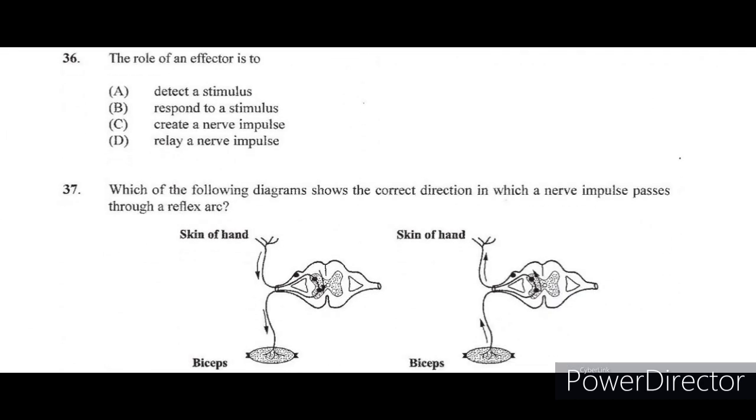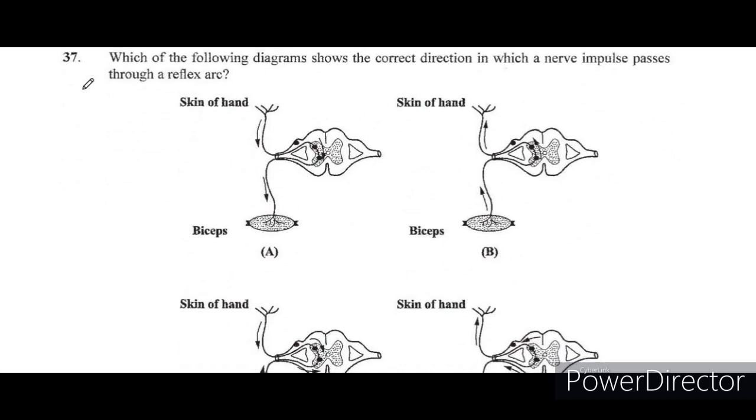36. The role of an effector is to respond to a stimulus that the detector detects. Which of the following diagrams show the correct direction in which a nerve impulse passes through a reflex arc? It's from the sensor. This would be the effector, detector. Here would have the synapses where the relay neuron, you have two here, carries the stimulus.